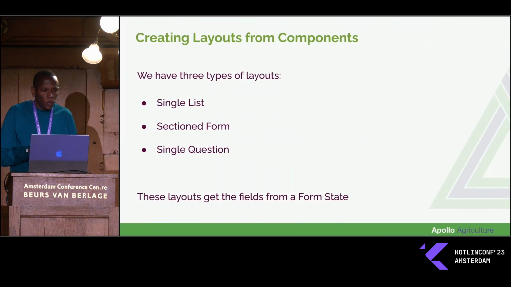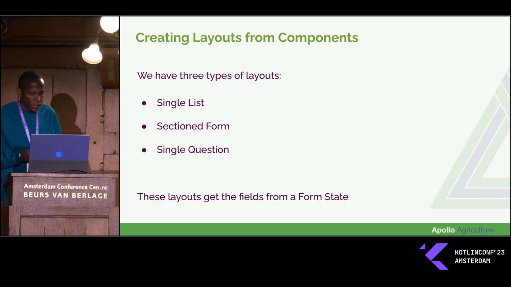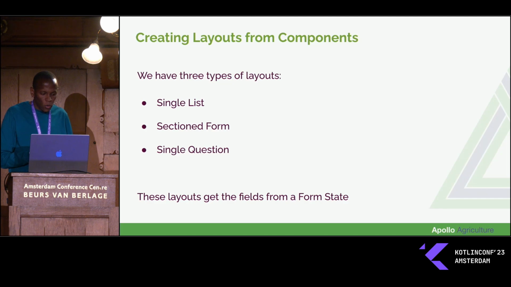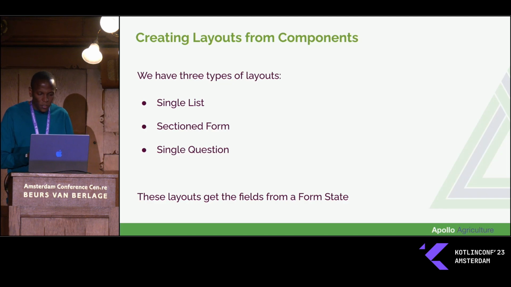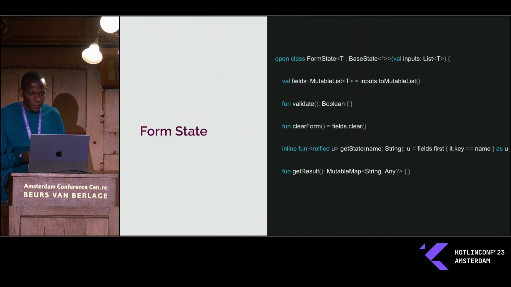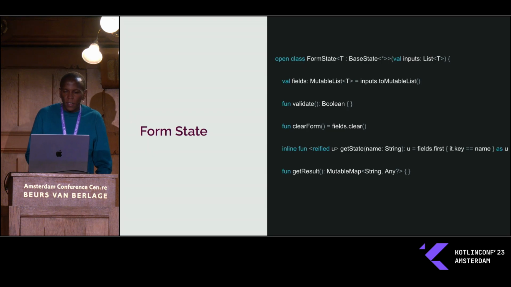Now we have the views, we have the states. How do we create the views from that state? As I explained, we have the three types of layouts. We have a single list, section, and also single question. Again, these layouts have their state as well, which is a form state. Let us look at how a form state looks. It's a class. In this state approach, we use a lot of generics to be able to reuse everything and also be able to pass a lot of different data types for the states.